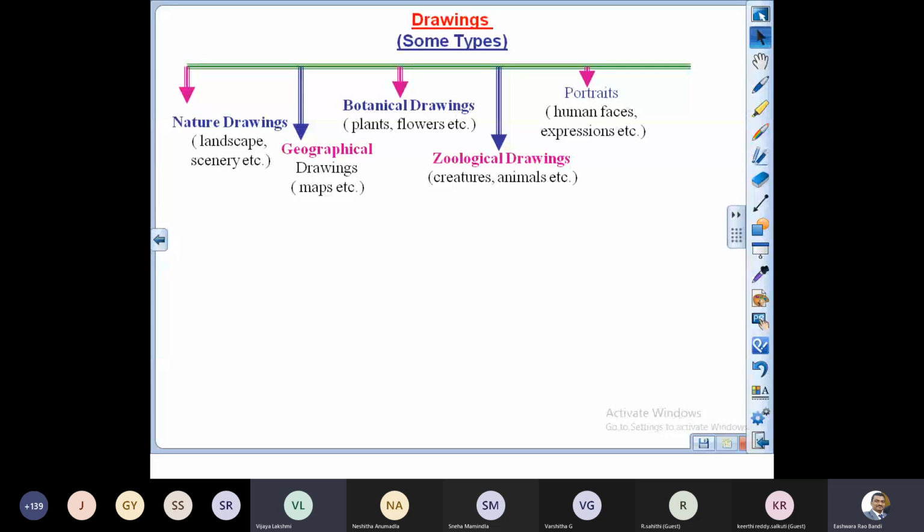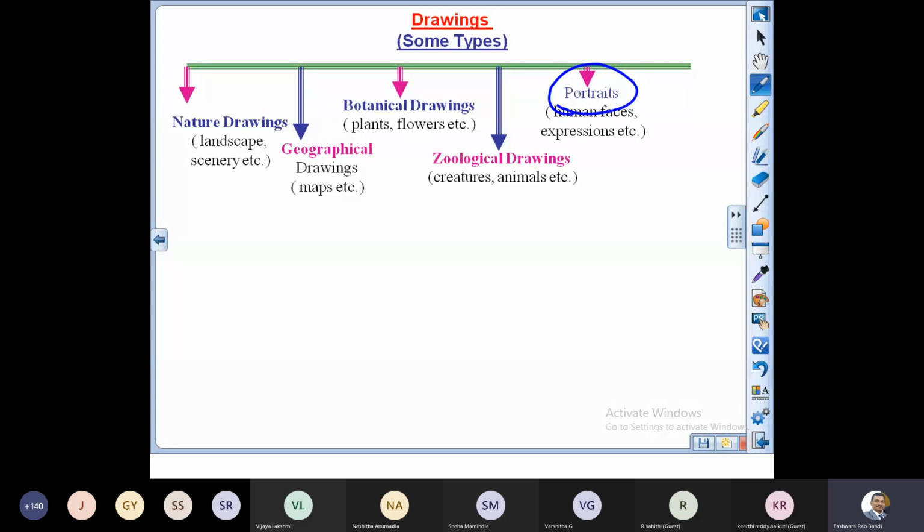And the portrait. What is a portrait? It is the face picture or the expression of a person, or an animal, whatever it is. Any animal, that is called a portrait. We can call them Picasso or whatever it is. The drawings, they are all freehand drawings.